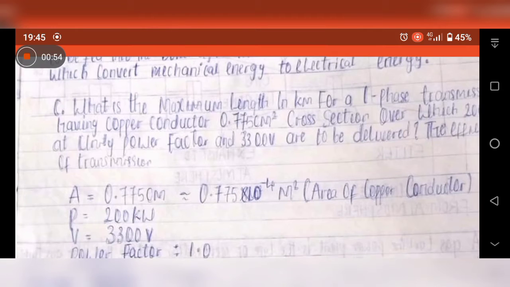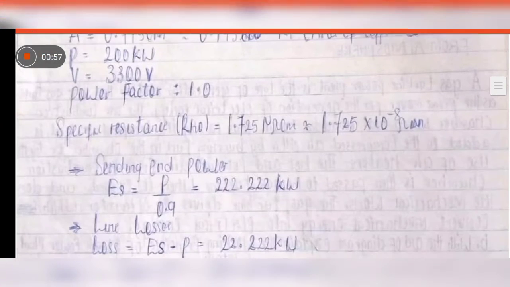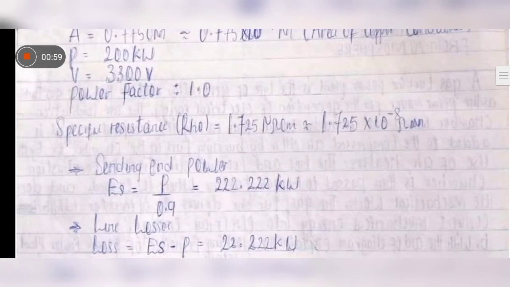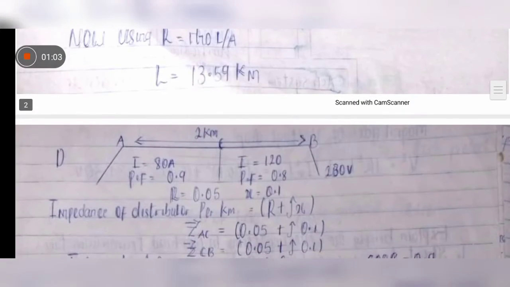Before you go through this question, if you have any question, be sure to ask me. A single phase AC distribution always delivers your answer. A 2 kilometer long distribution supplies a load of 120 ampere. The final answer is 13.59. Read it over and over again so as to understand it. If you have any question there, let me know.